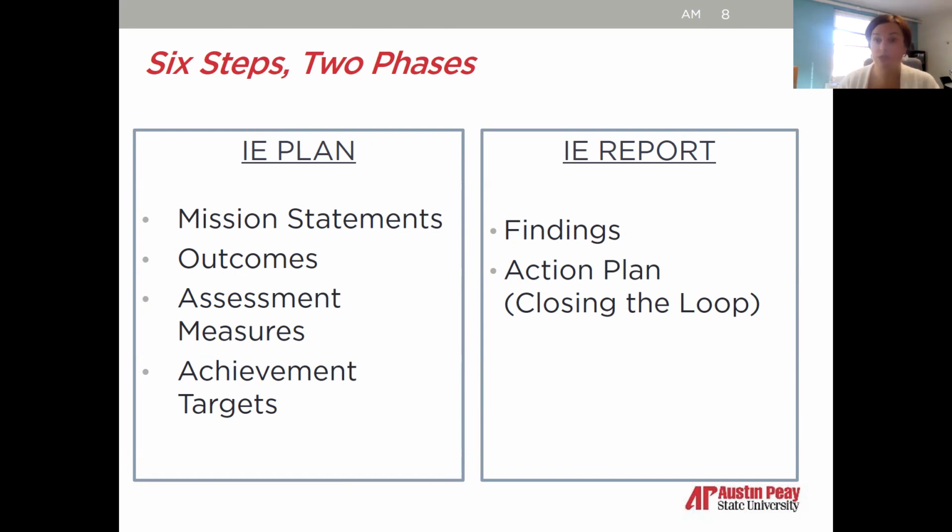Then there's the report, which is what you submit after you've collected the data, analyzed it, and identified the actions. And the IE report includes the plan, but also includes these two elements: the findings and the action plan.